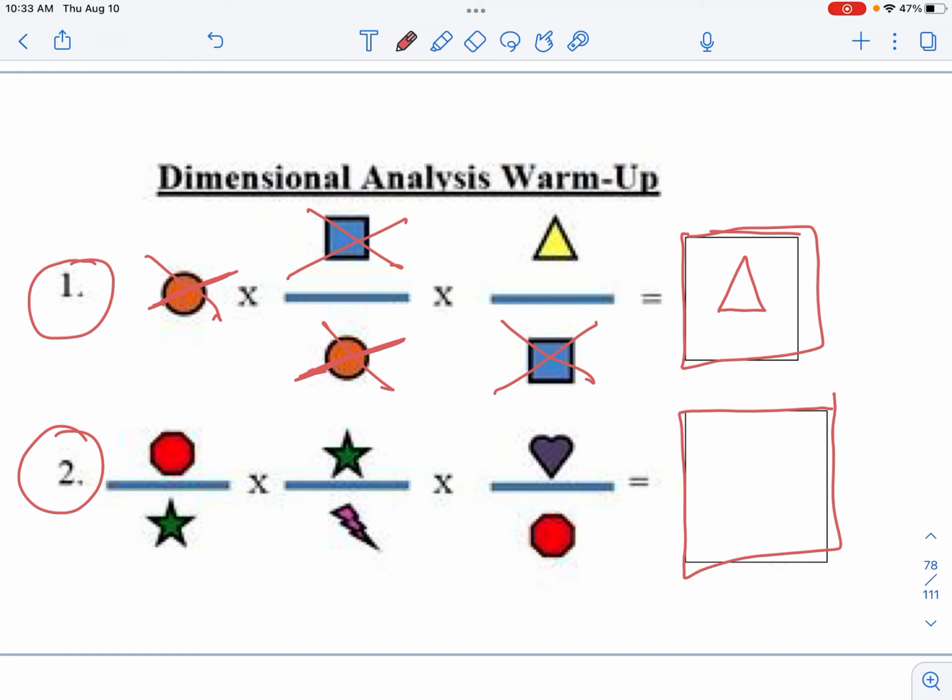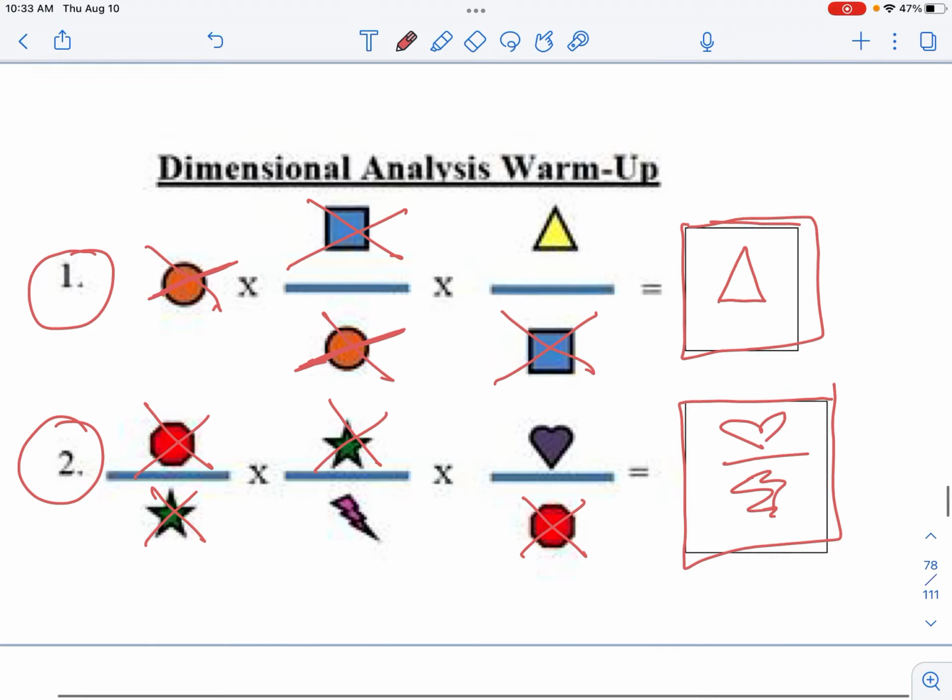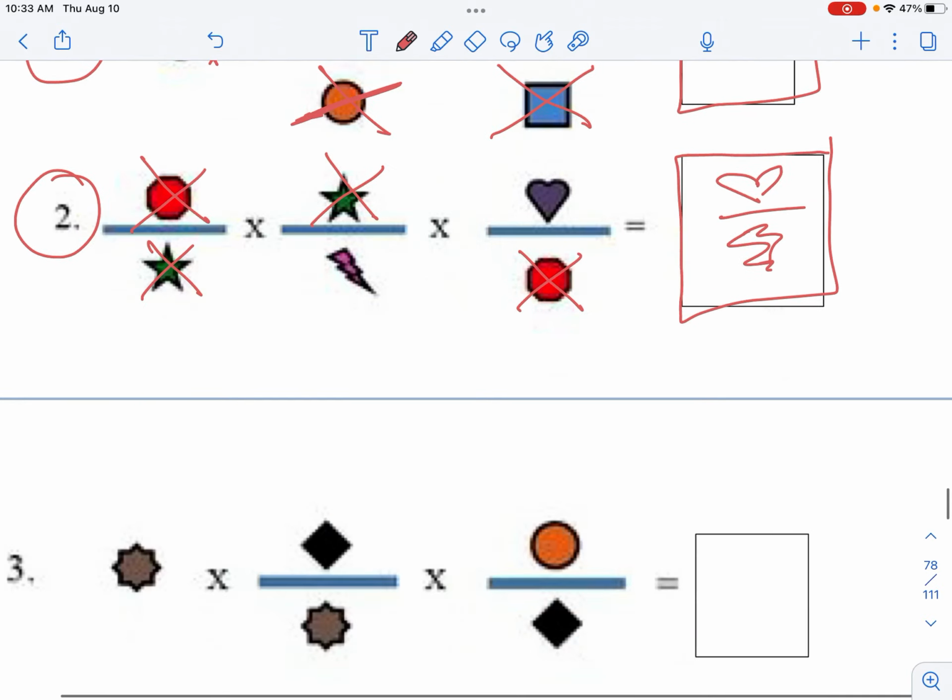All right, so let's work through this one. I have a red stop sign, octagon on top, and I have a red stop sign on the bottom. So I know those are going to cancel out. And then I have a green star on the bottom and a green star on the top, so I know those cancel out. So what I'm left with is a heart and a lightning bolt, because they did not get canceled out.